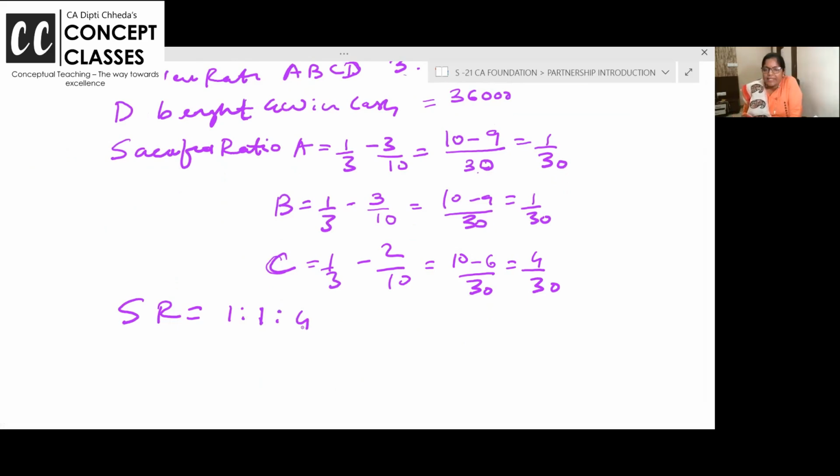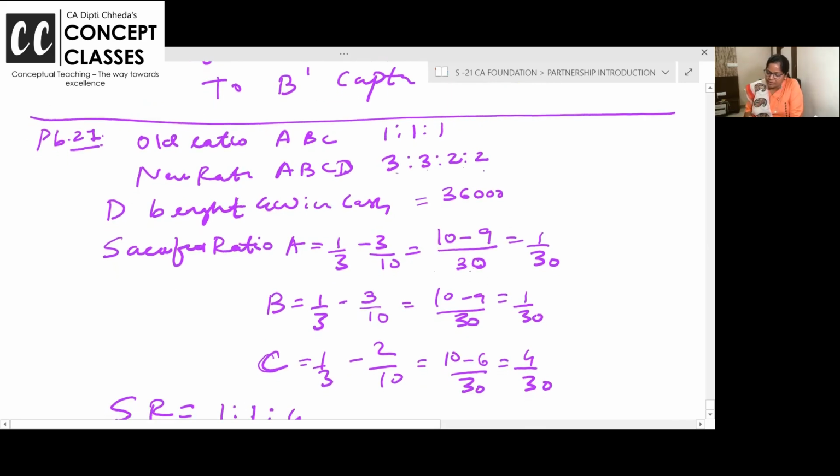Sacrificing ratio, why did I take 30? Because 3/10 was not coming, so I took 30. Some of you may not know this math, so I hope at least now when I'm saying it, it is clear. 30 divided by 3 is 10, multiplied by 1. 30 divided by 10 is 3, 3 into 3 is 9, it comes like this. Give the goodwill in the sacrificing ratio.